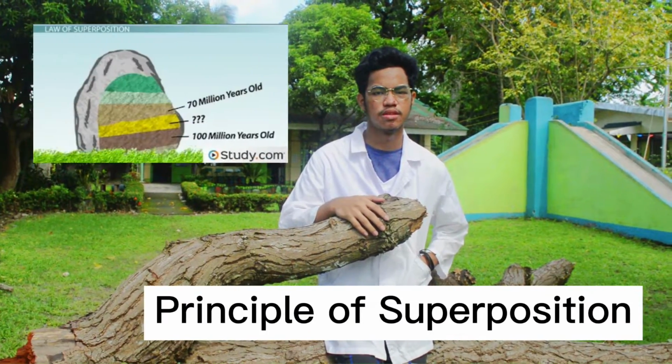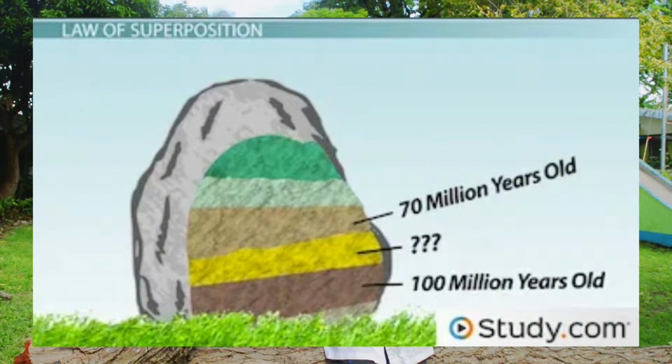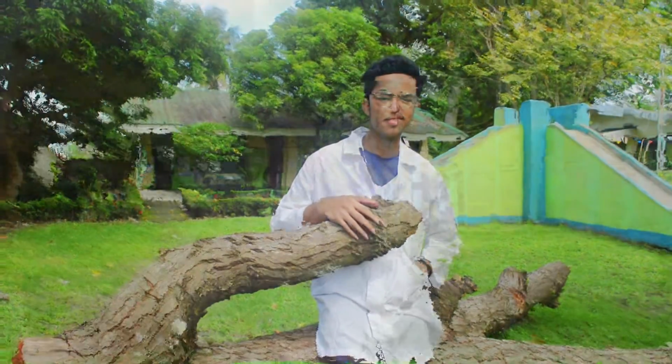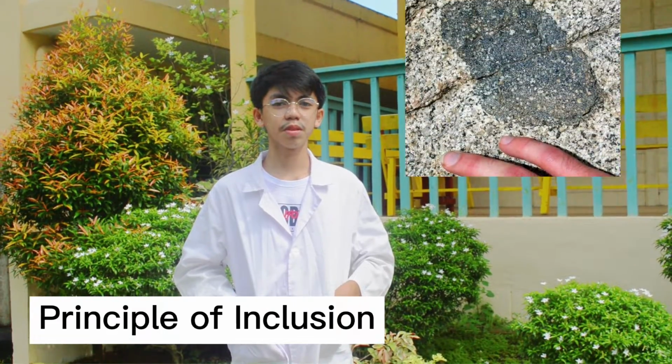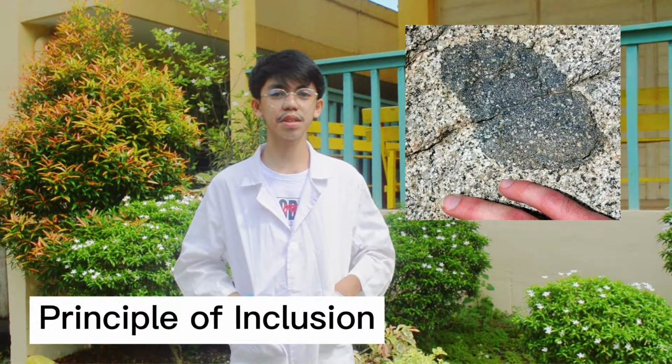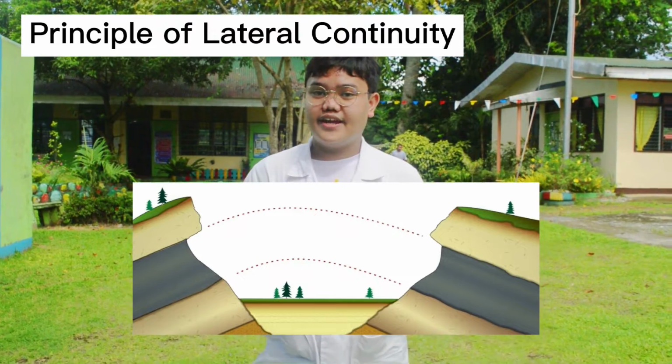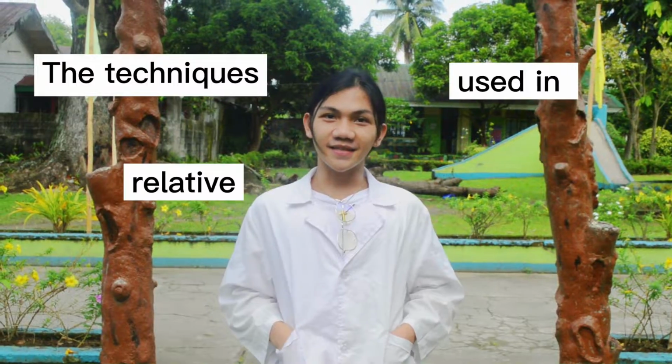Principle of superposition depends on the principle of horizontality and states that in an undeformed sequence of sedimentary rocks, each layer of rock is older than the one above it and younger than the one below it. Principle of inclusions. A rock that contains fragments or pieces of another rock must be younger than the pieces of rock that it contains. The principle of lateral continuity. Sediments are deposited laterally in continuous layers. Therefore, if horizontal strata are dissected by erosional features such as a valley, they can be interpreted as the same strata. The techniques used in relative dating.